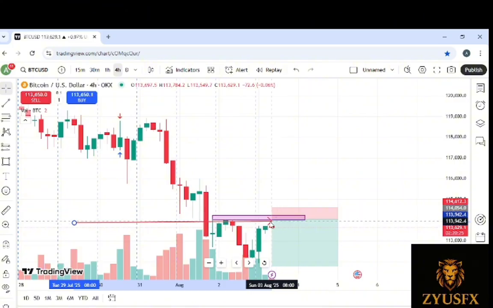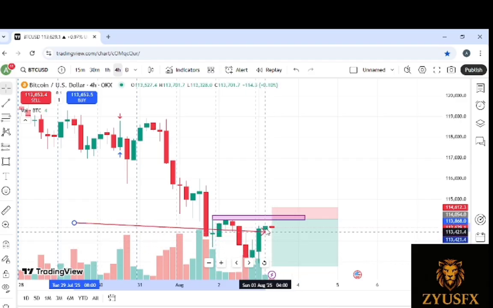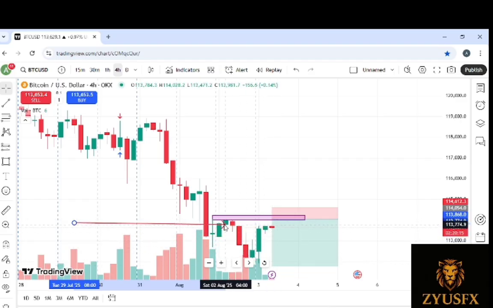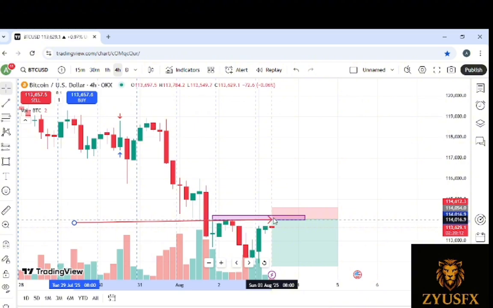So once we start identifying weak rejection around this level, we'll take the sell, place our stop loss above the key level for a continuation back down, because we can identify this as a double top pattern. If you have been trading for a while, you can identify this as a double top pattern.